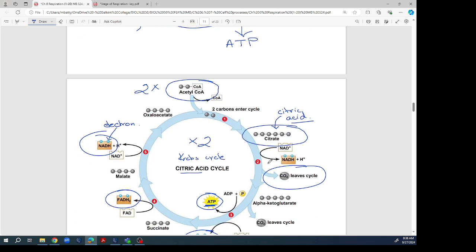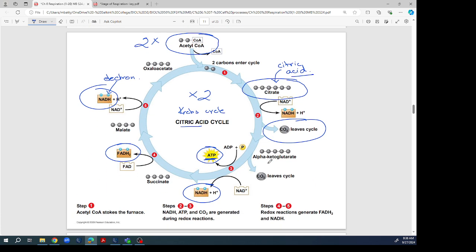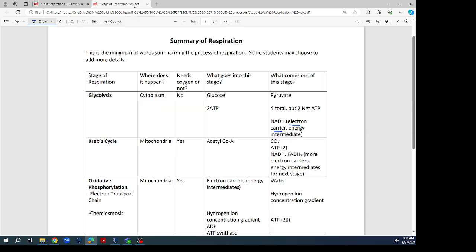I don't think that recreating that is really useful. If I were to go to the summary key here now, I can see that this happens in the mitochondria. Yes, it needs oxygen. Acetyl-CoA is going to go in, and what comes out is carbon dioxide, 2 ATPs, and electron carriers. Or you can do the other naming systems of those electron carriers.